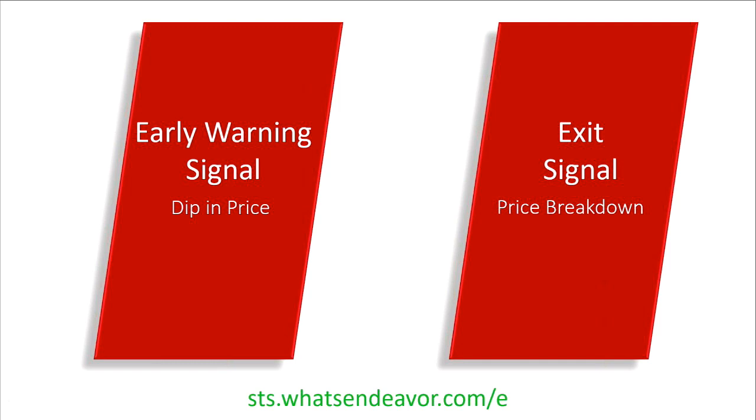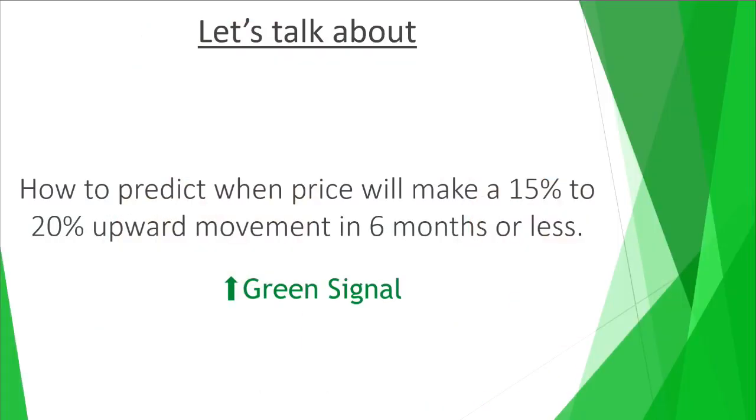And what we are going to be talking about today is how to predict when price will make a 15% to a 20% upward movement in 6 months or less. Now, this is a long-term trade, and that's what our green signal is designed for. This is to say, okay, I'd like to make a trade into an equity, and I'm looking to do this for a longer term. I really don't care about a 1 week trend or a couple day trend.